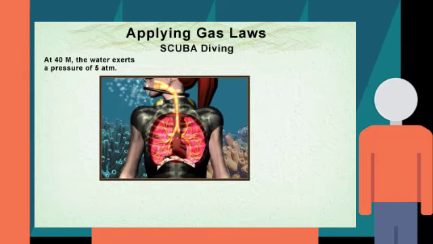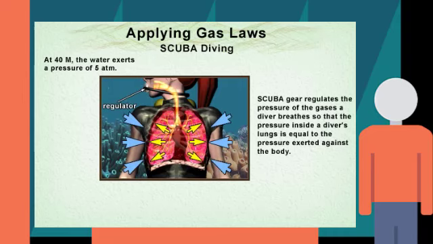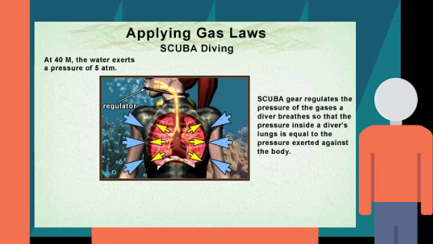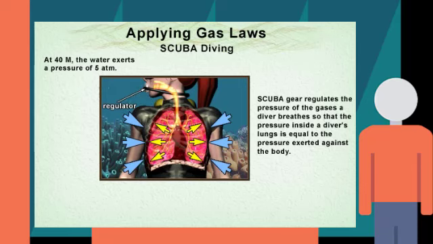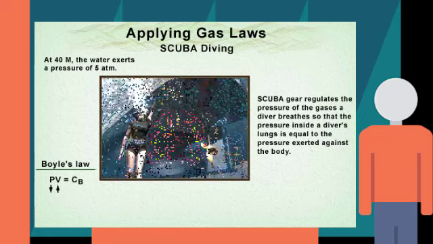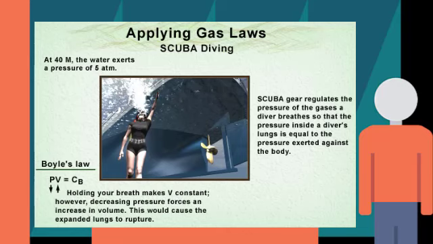At a depth of about 40 meters, a diver's lungs could not inflate, and the diver would be unable to breathe. Scuba equipment regulates the pressure of the gases a diver breathes so that the pressure inside the diver's lungs is equal to the pressure exerted against the body. This allows the diver to inhale a normal volume but at a higher pressure. Using Boyle's law, what would you expect to happen to the diver if she ascended quickly while holding her breath? Since the pressure against the diver's lungs would decrease, the volume of her lungs would increase, causing her lungs to rupture. To avoid such injuries, scuba divers must breathe while they ascend slowly.